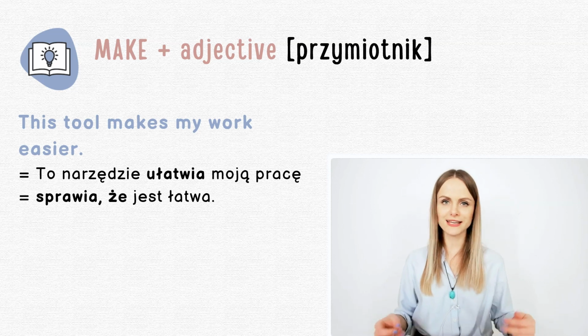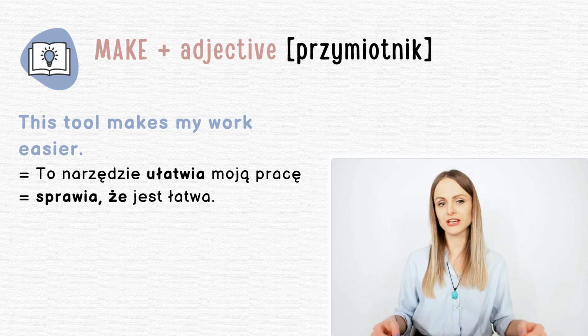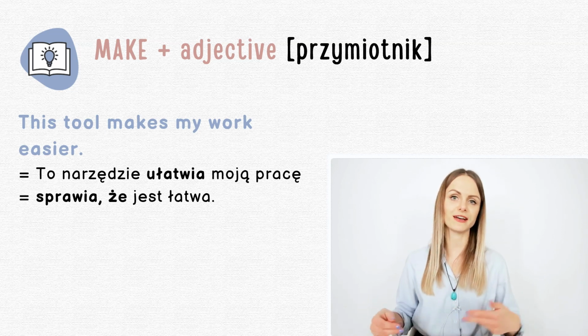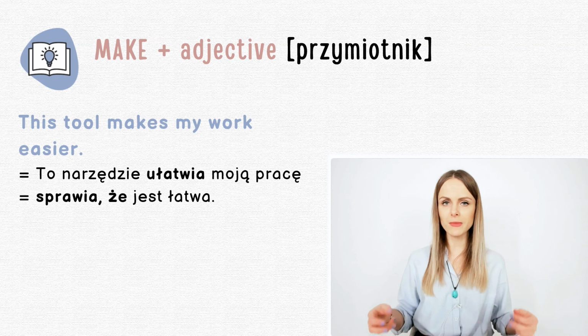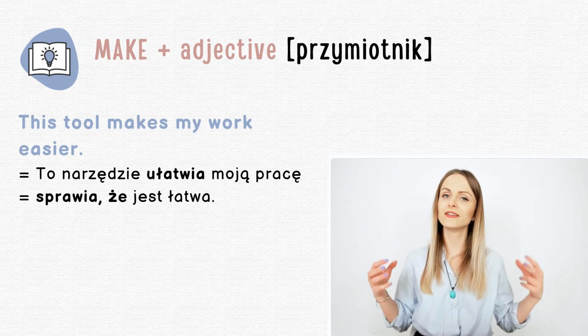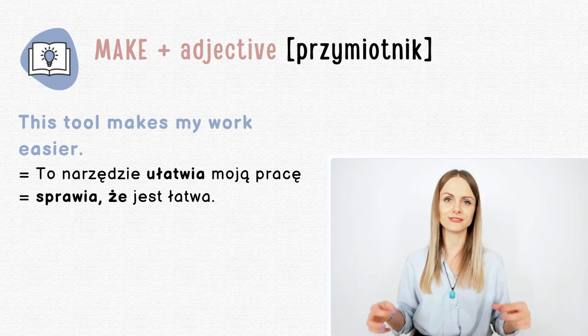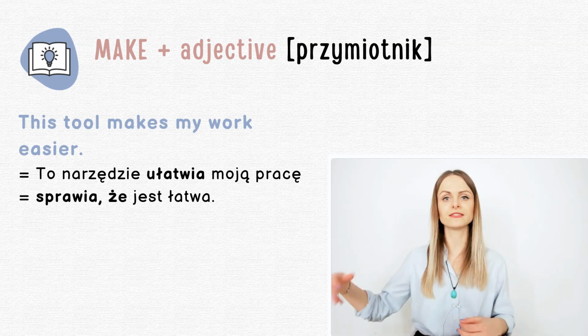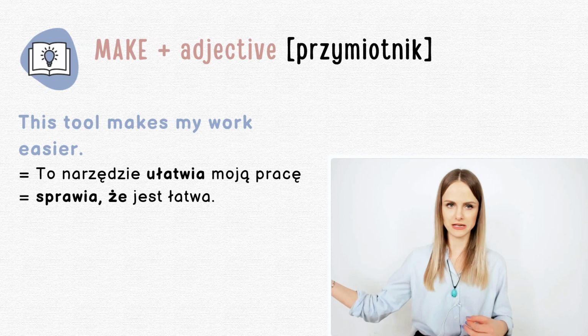And it doesn't really matter how you will translate it, right? Because you could say to narzędzie ułatwia moją pracę, but you could also say to narzędzie sprawia, że moja praca jest łatwa. So it doesn't really matter how you will translate it. The important thing here is that you use this structure make, somebody, the object, and the adjective happy, for instance.